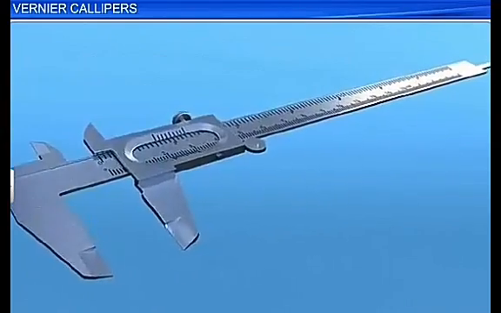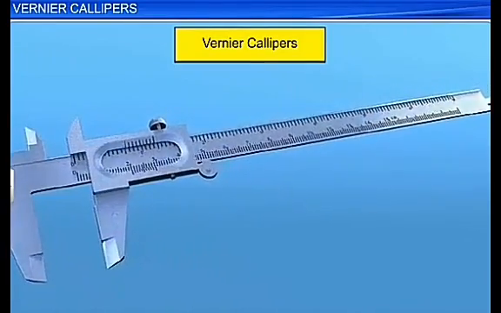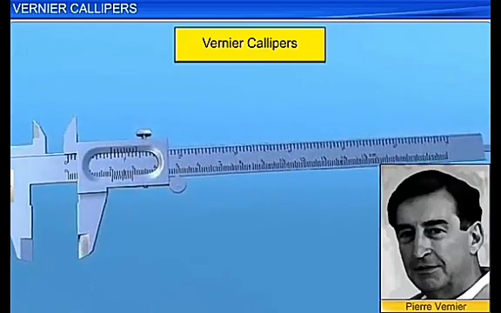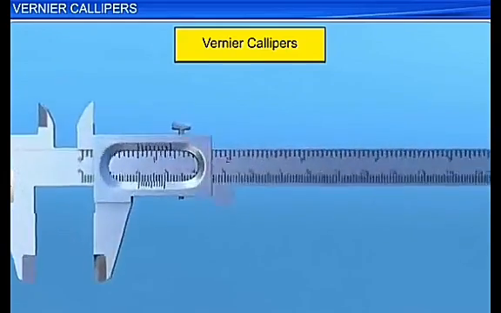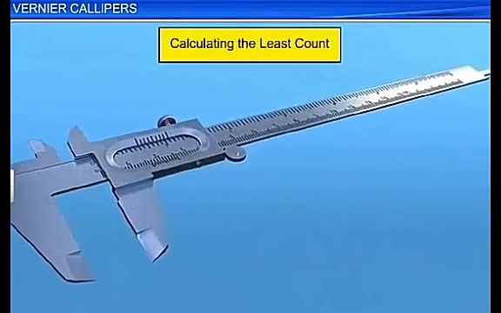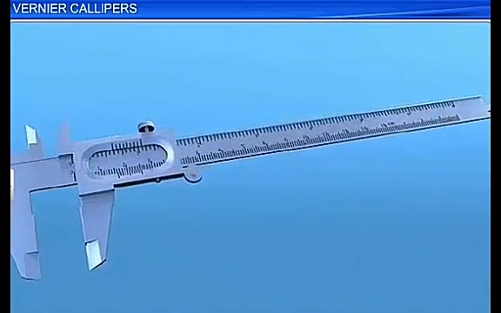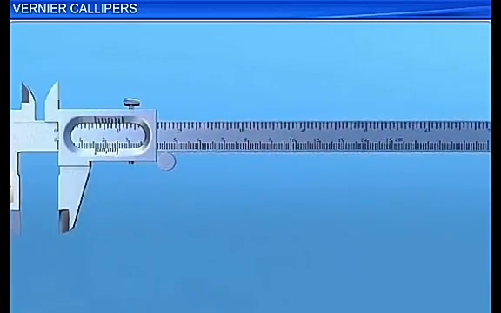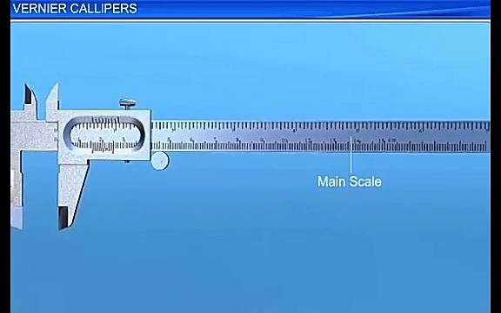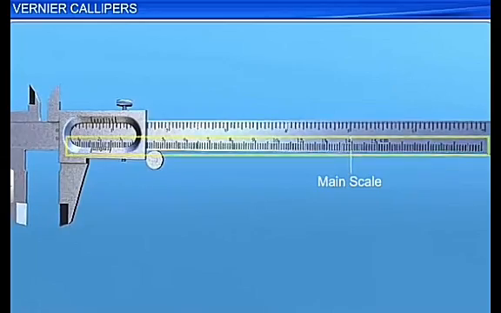In such cases, a vernier calipers is used. The vernier calipers was invented by Pierre Vernier in the year 1960. It can measure length less than 1 millimeter. Let us calculate the least count of a vernier calipers. A vernier calipers consists of two scales. One is called the main scale or ordinary scale, which is fixed. The main scale is graduated in centimeter and millimeter.